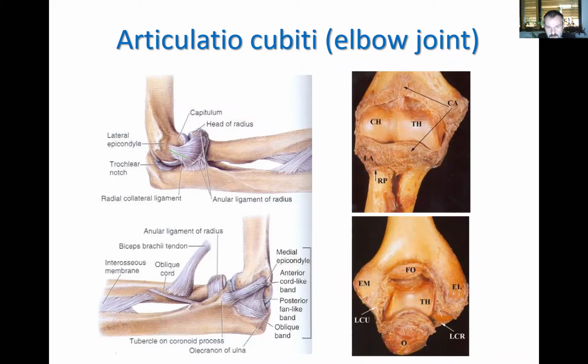This is the radial collateral ligament, which has a fan shape. And if you look at the ulnar one, we can see the three parts: the oblique and the humerocoronoid, as this is the coronoid process, and then the olecranohumeral. So here you have the three parts of the ulnar collateral ligament, which also finally makes a fan shape, but it consists of three independent bands, unlike the radial, which is consistent.